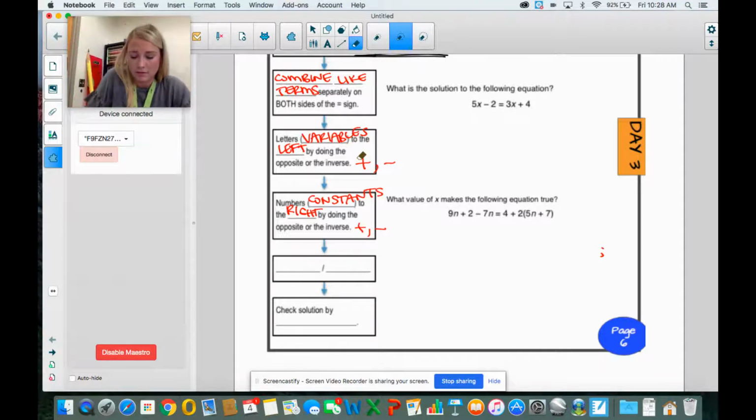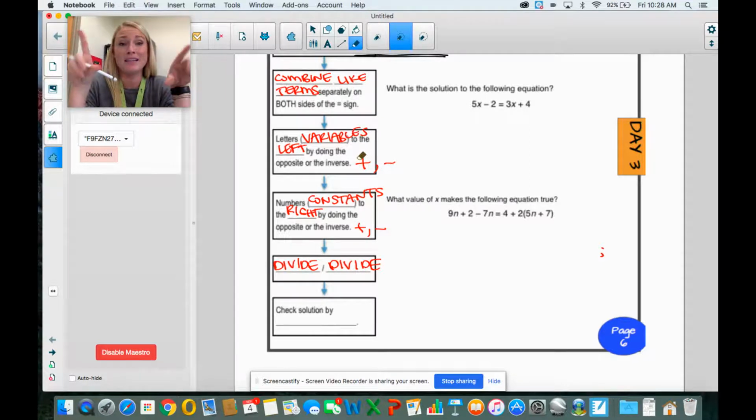Now, divide. Okay, so letters to the left, numbers to the right, divide. You'll see me do that a lot, but it works for me, so hopefully it'll work for you. Last step, we always want to check our work, and how we do this is we're going to check our solution, a fancy word for the answer, by substitution. Aka plug it in.